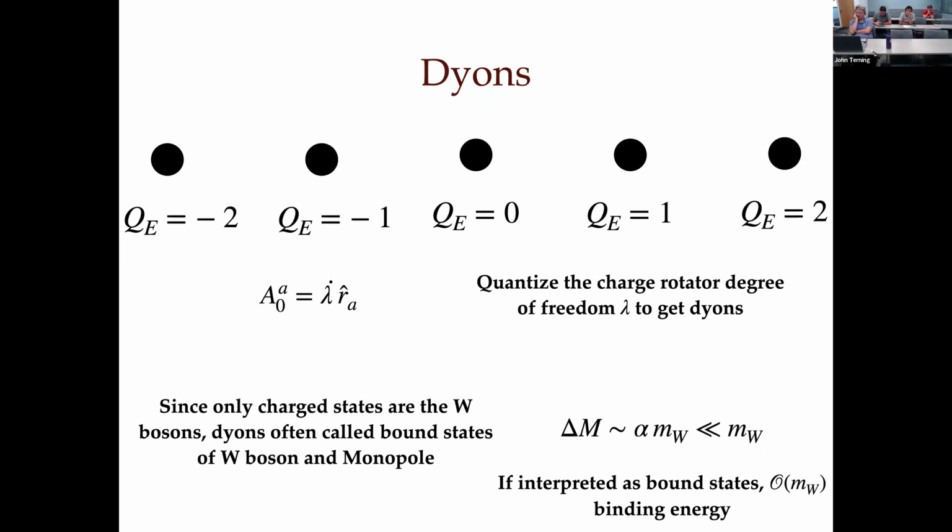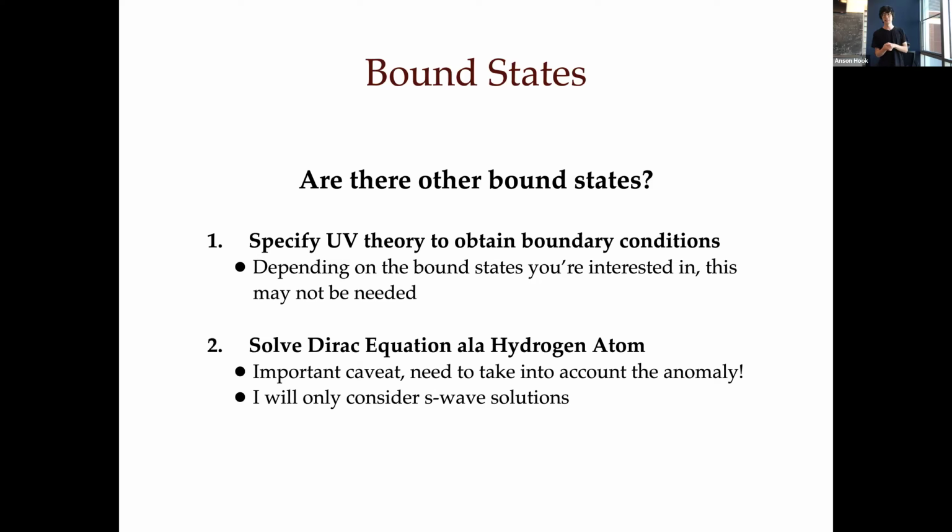And so what I want to do is just add some fermions and then, just like the hydrogen atom, solve the Dirac equation, find all bound states. There are a few things you have to note. First is, like I said, with a monopole, you have to specify boundary conditions at the origin. These are UV dependent. And so if your bound states have any support near the origin, then you have to be careful about what boundary conditions you put there.